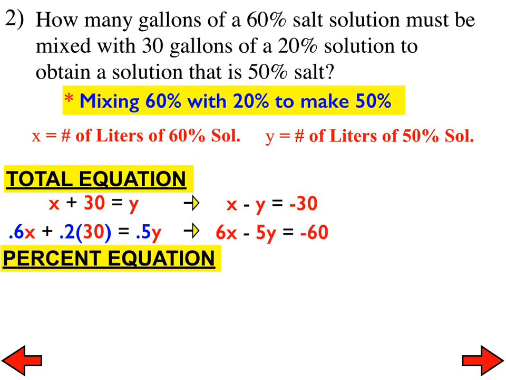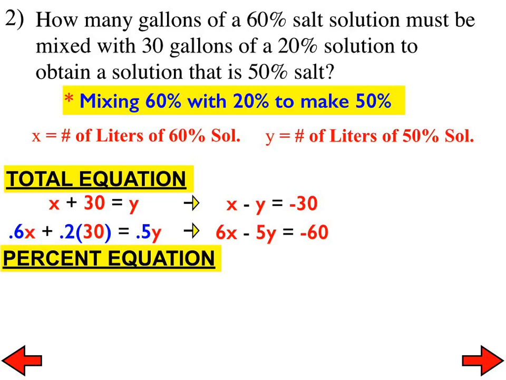So the total equation turns into x minus y equals -30. The bottom one turns into 6x minus 5y equals -60 after you multiply it by 10 and then put it in standard form. Any questions about how I came up with that?